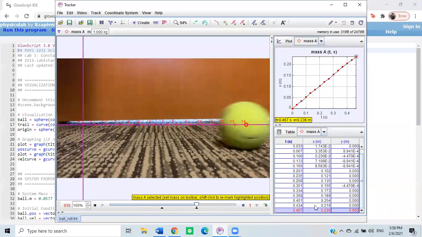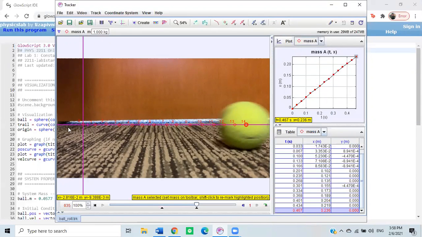The video was 0.467 seconds long and it was around 15 frames. So Tracker made a graph of position versus time for this object as well as all the data over here. And it graphed it. We can see it's a straight line since the velocity was constant and there was no net force acting on it. If we wanted to find the velocity, we could also take the slope of this line right here.